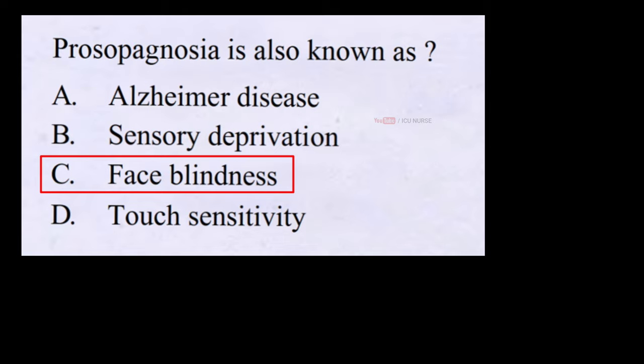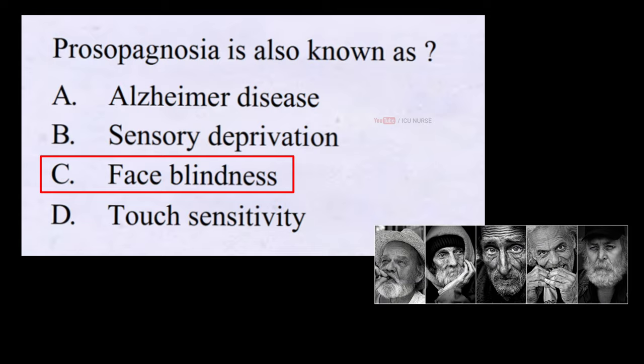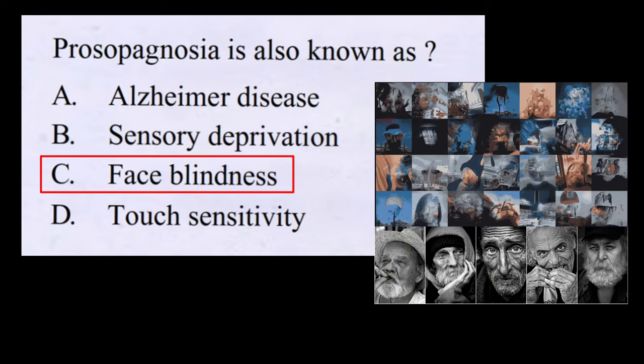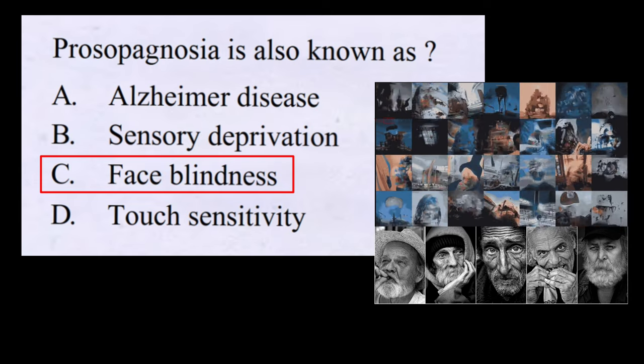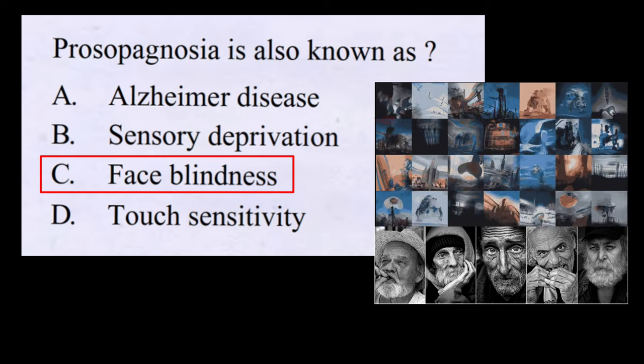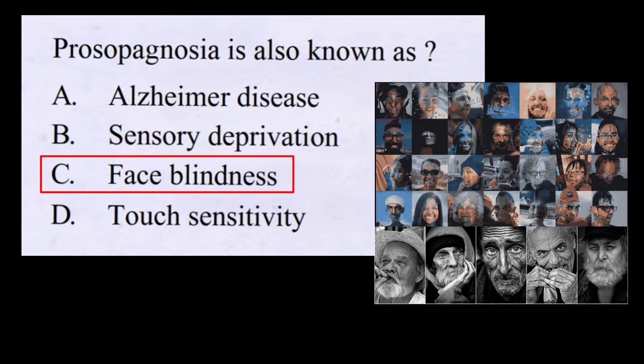Prosopagnosia, also known as face blindness, means you cannot recognize people's faces. Face blindness often affects people from birth and is usually a problem a person has for most or all of their life. Face blindness can have a severe impact on everyday life.